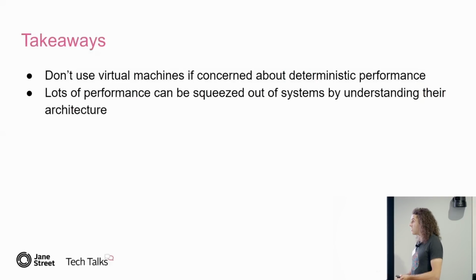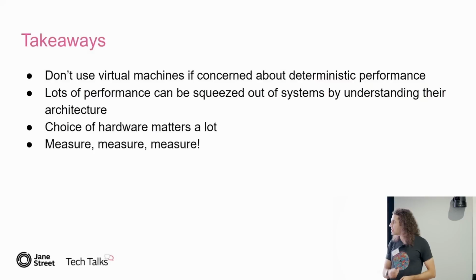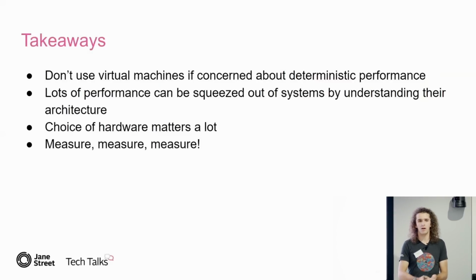Second point is a lot of performance can be squeezed out of your system by understanding the underlying architecture. We made one line of code difference here. Pretty good for what we got. The choice of hardware matters a lot, as we just discussed. And finally, probably the most salient takeaway from this is it's really important to constantly measure.